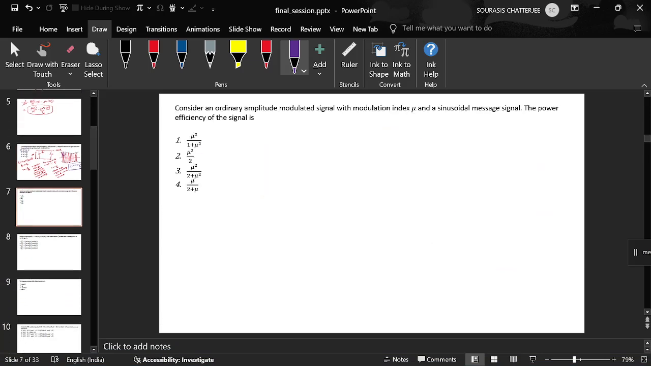Okay, so let us move to our next question. It says: for an ordinary AM signal with modulation index and a sinusoid message signal, what is the power efficiency of the signal? So let me just write the signal expression here for the AM signal.